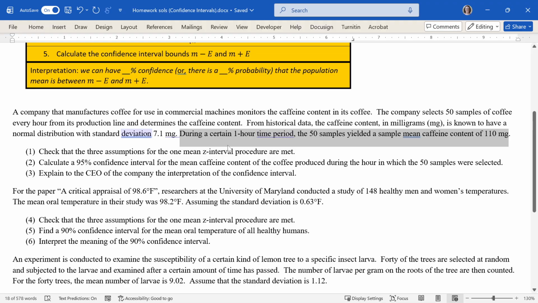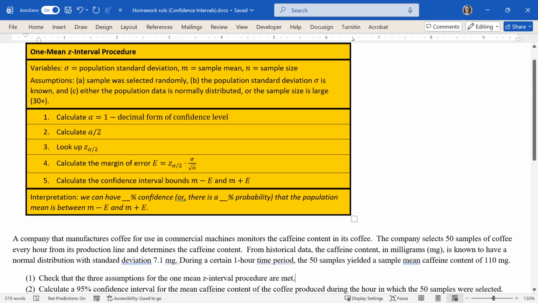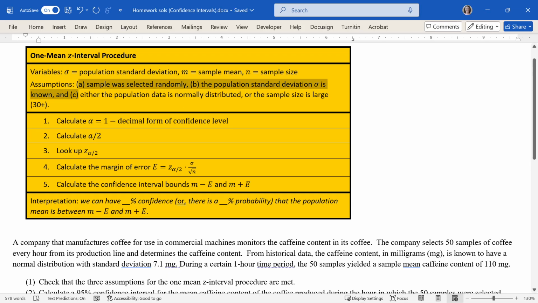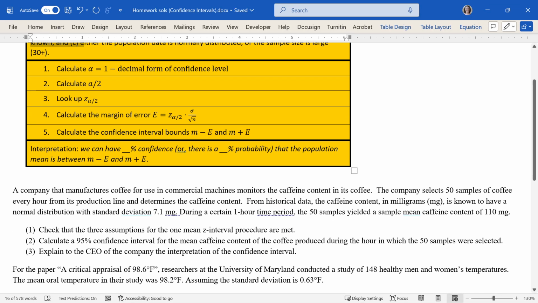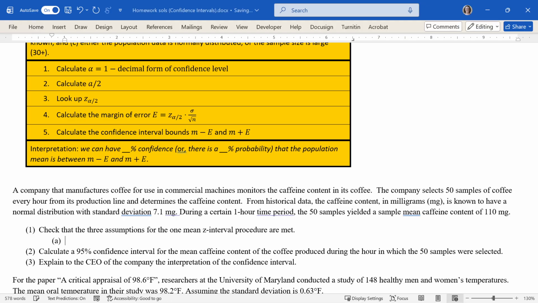Okay, so presumably what we want to do here is come up with a confidence interval for the population mean for the whole production line, not just these 50 samples. So we're going to use the procedure to do that, but first we need to check that the three assumptions are met. So the first assumption was the sample selected randomly? Okay, so random sample.